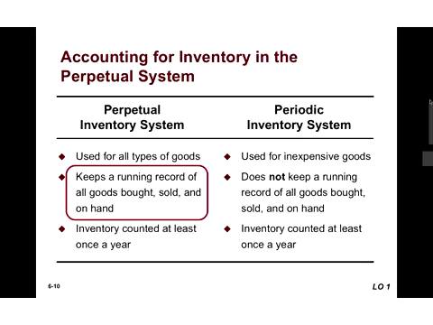The thing to know, which you should have in your notes, presumably for a question coming up, is that a perpetual inventory system keeps a running record of all goods bought, sold, and on hand. Okay? That's the one that keeps its running record of what's going on.